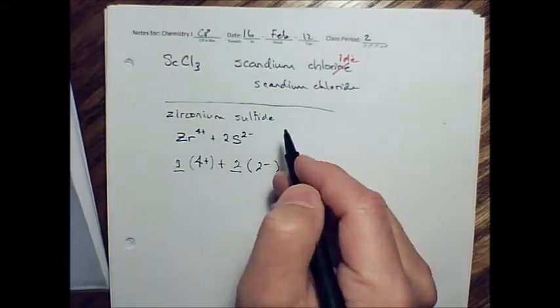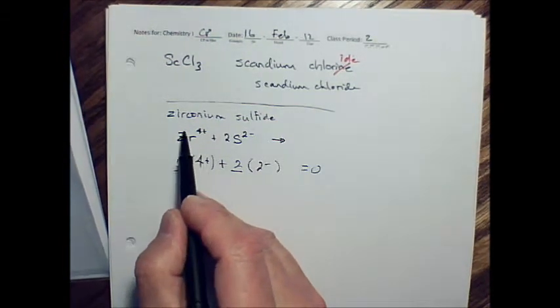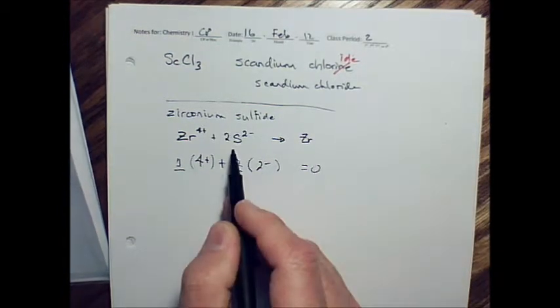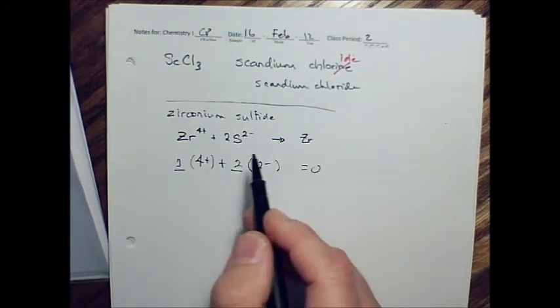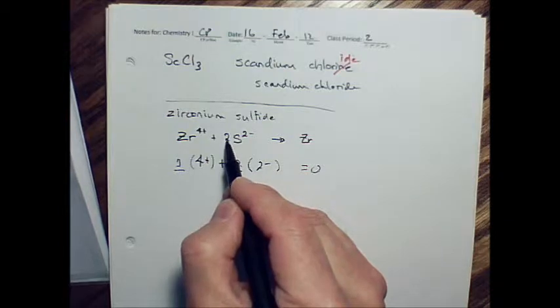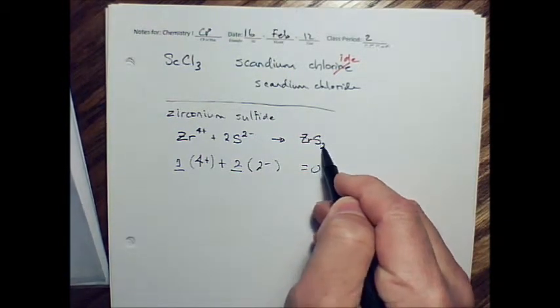Okay? So now we're ready to put it together into a formula. We have 1 zirconium, just 1 Zr. We've got 2 sulfurs. To show that we have 2 sulfurs bonded together with the zirconium, this coefficient 2 has to become a subscript. Okay?